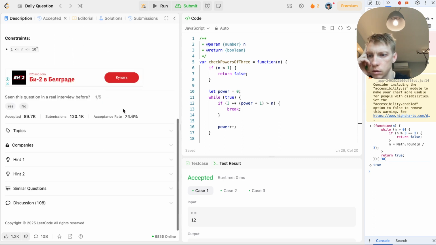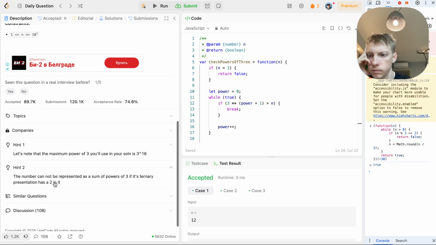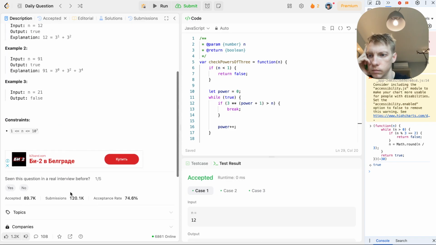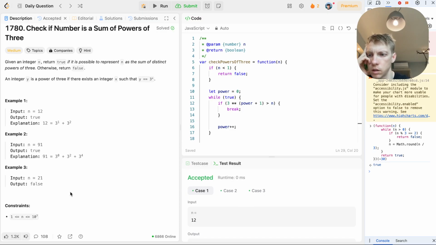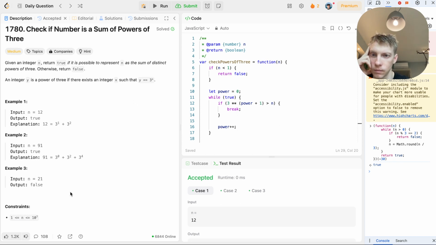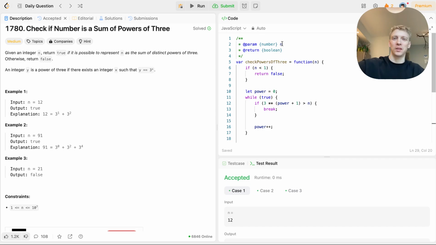So maybe I don't understand something, but in the condition nothing is said about negative numbers. Does it mean that there cannot be negatives? Or it means that the conditions are wrong? I don't know. But anyway, let's finish with that. Thank you very much.